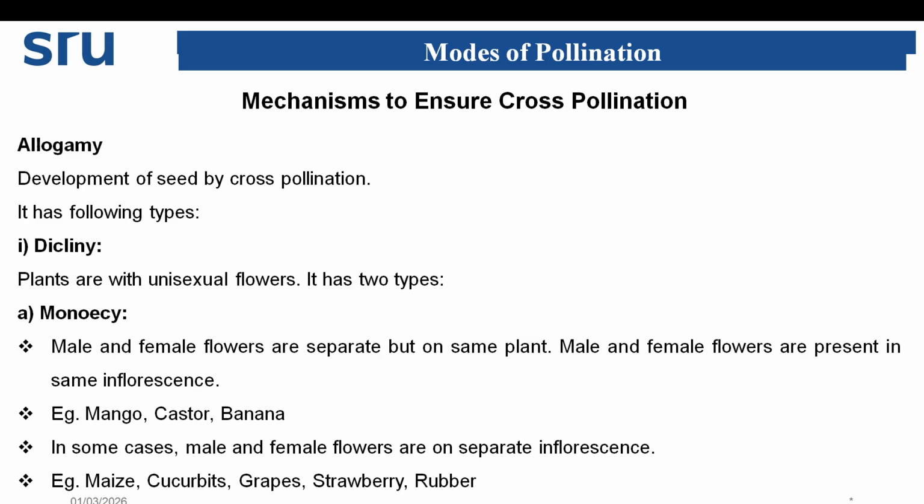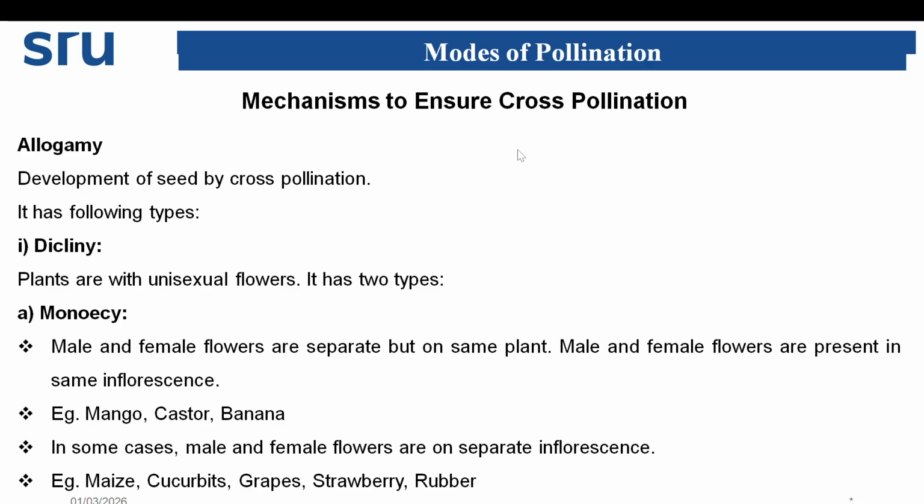Then we have seen the agencies for cross-pollination. Now we will see the mechanisms to ensure cross-pollination. Right, there are different types of mechanisms. The first one is dicliny. That means plants with unisexual flowers. So what is a unisexual flower? Either male or female.